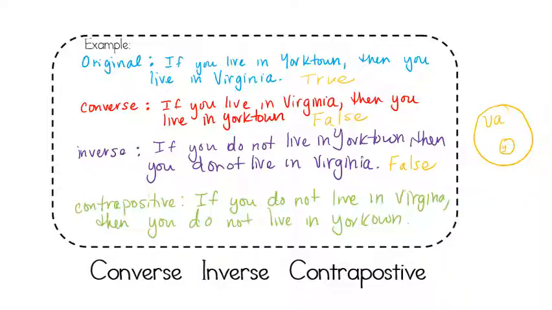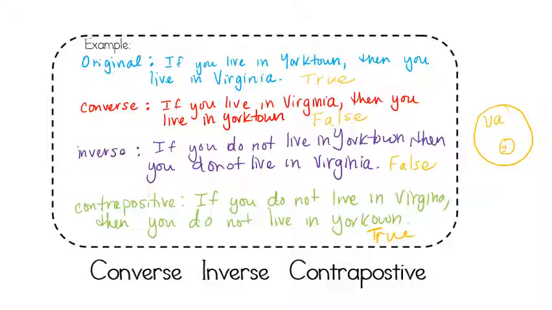All right, so finally, let's look at the contrapositive. If you do not live in Virginia, then you do not live in Yorktown. Okay, so if I don't live in Virginia, then I can't be in Yorktown, because the only Yorktown is in Virginia. Then a person can say, well, they can't live in Yorktown then. So this is true, just like the original statement. You notice the original statement and the contrapositive have the same truth value.